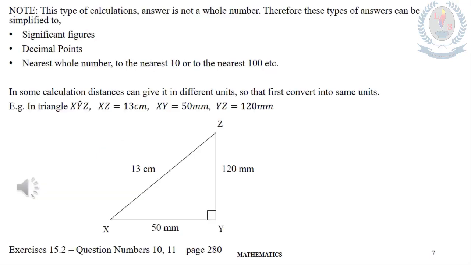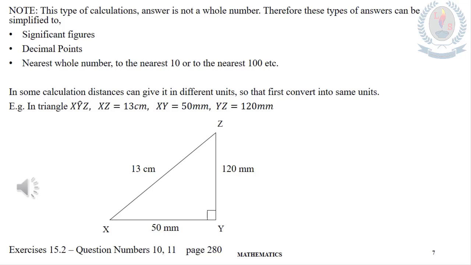Slide number 7. Note, in this type of calculation, the answer is not a whole number. Therefore, the answers can be simplified to: 1, significant figures; 2, decimal places; 3, nearest whole number, to the nearest 10 or to the nearest 100, etc.